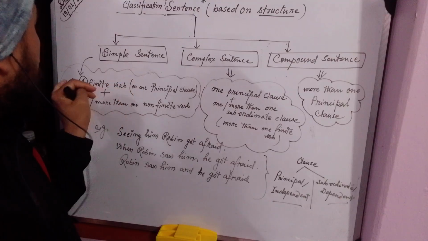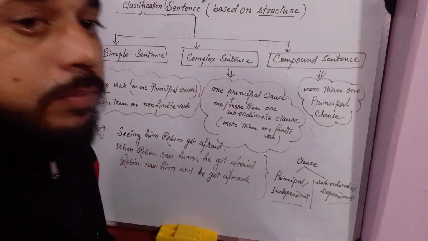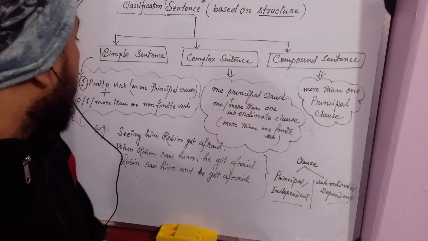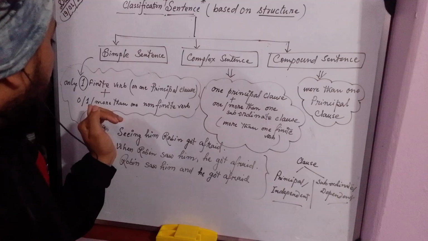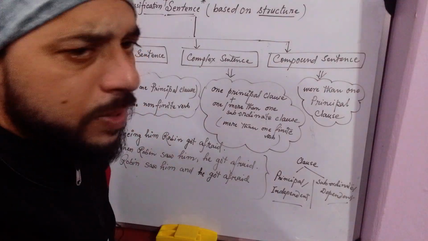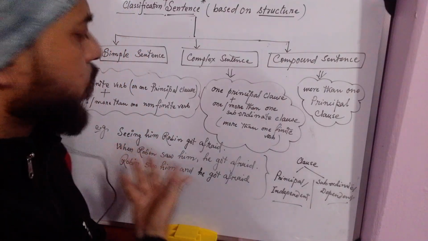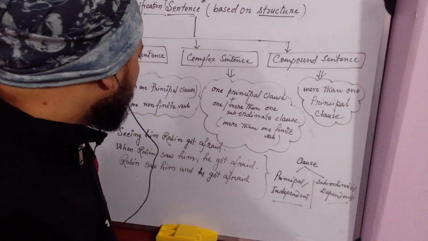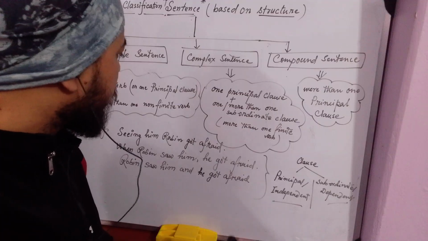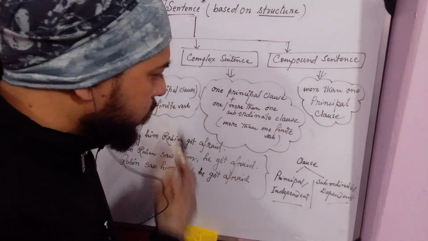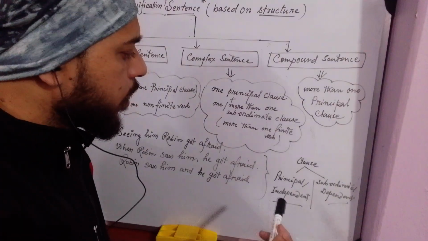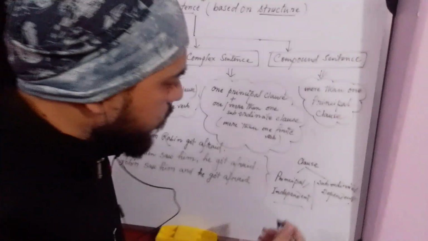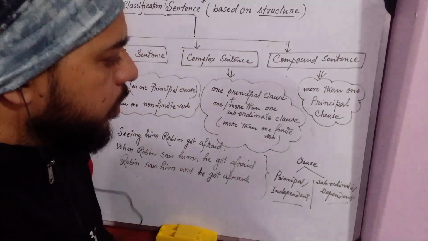The sentence which carries only one finite verb or one principal clause plus 0, 1 or more than one non-finite verb. It can be or cannot be; that's why 0 has been written down. So we need to know about principal clause and non-finite verb. Prior to that, clause should be discussed. We have already discussed it, you can go and see there, but just a little bit of explanation can be given.